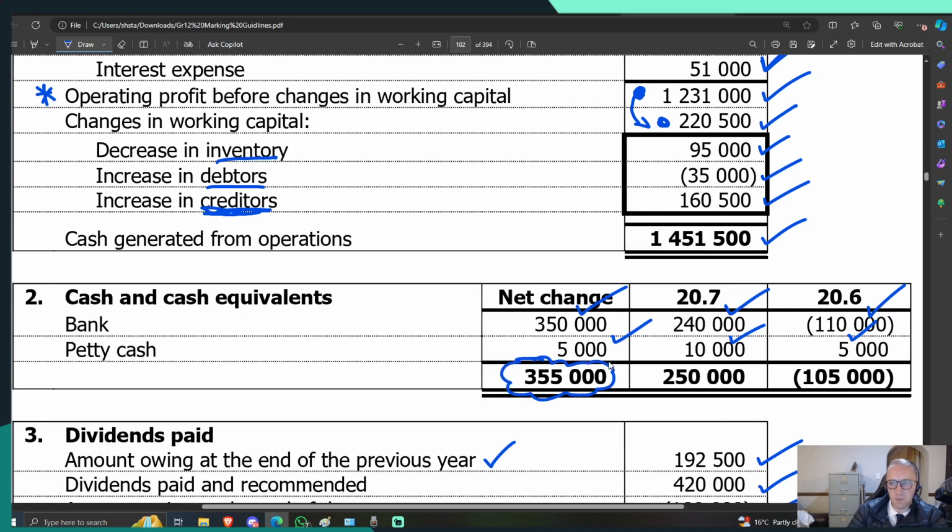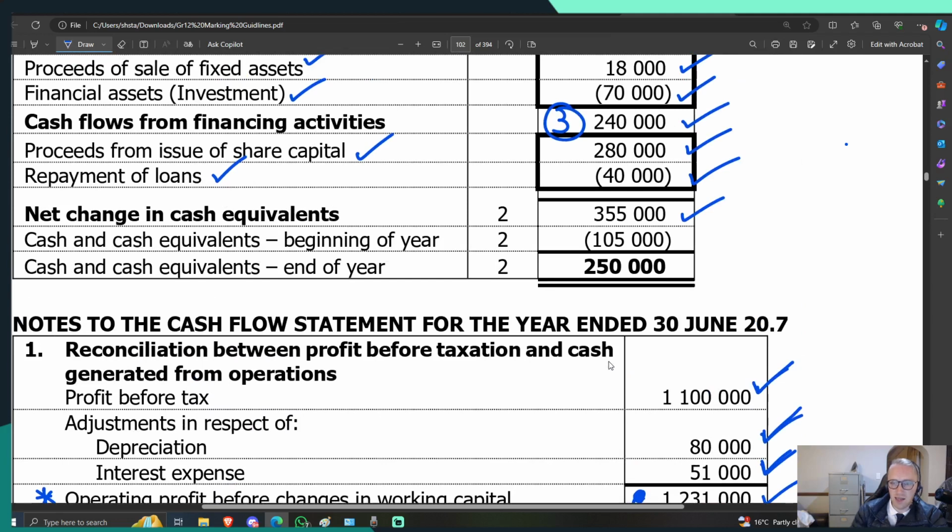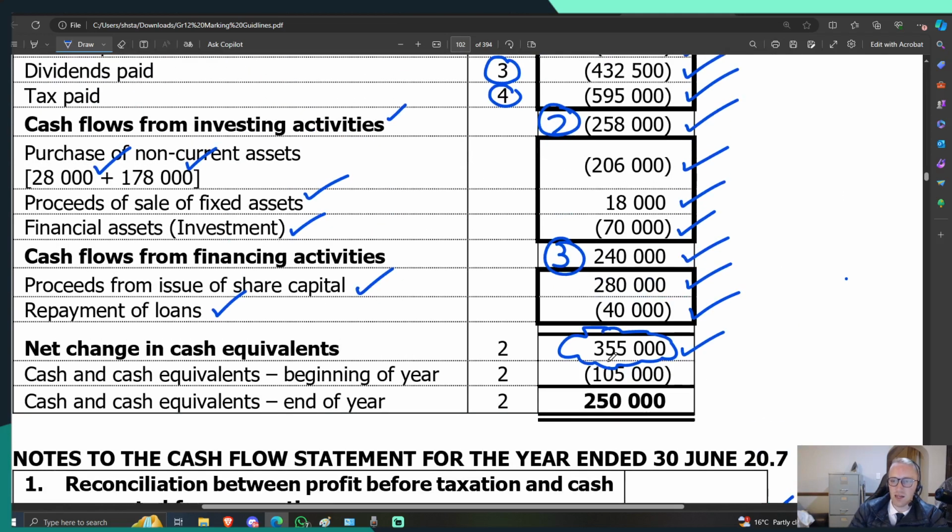355,000 rand. And does that line up? Yes, it does. 355,000 rand. So whether we work, as I like to say, top down, or whether we work bottom up, we get the same figure, which is what must happen.